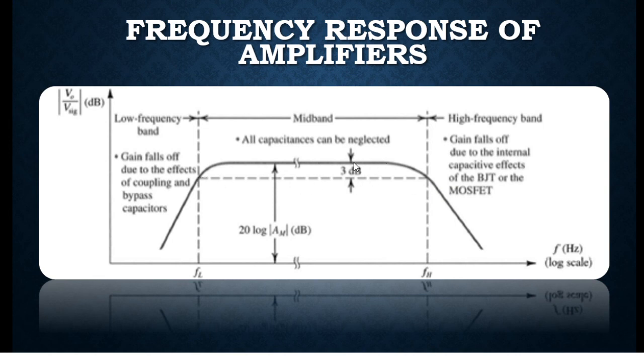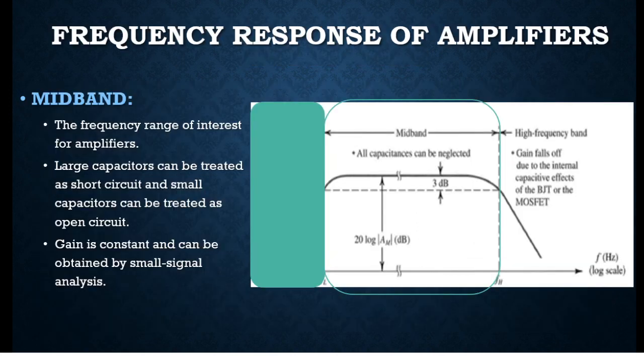So that is why we draw a line which cuts the plot. Can you see the 3 dB line? The point where that 3 dB line cuts the plot is said to be FL over here, and the point where it cuts the plot here is said to be FH. So now let us see them one by one.